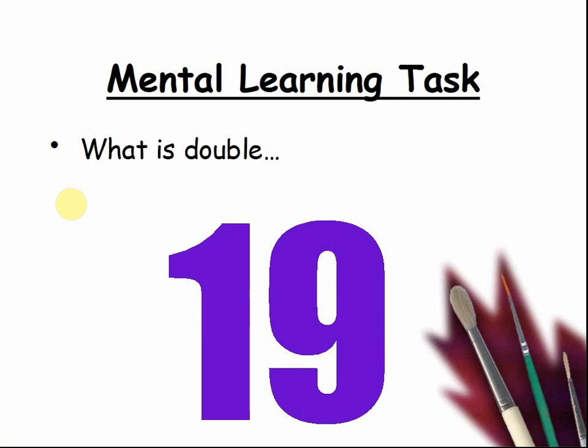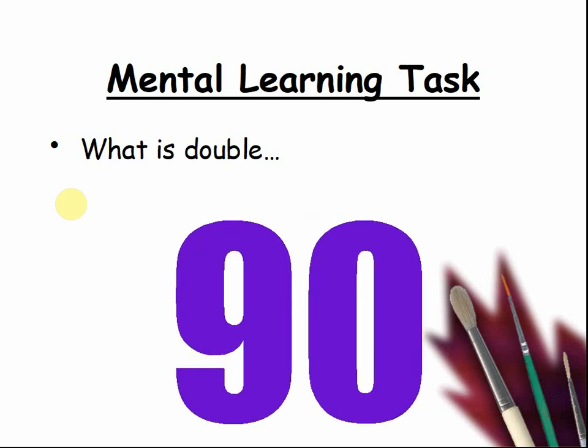What is double 19? 3, 2, 1, tell me. That is correct again. The answer was 38. What is double 90? 3, 2, 1, tell me. That is correct. The answer was 180. You guys are awesome.